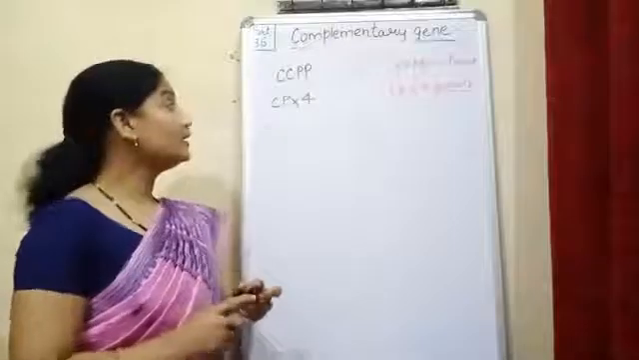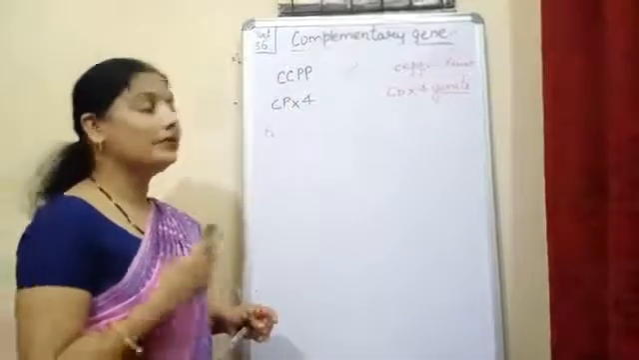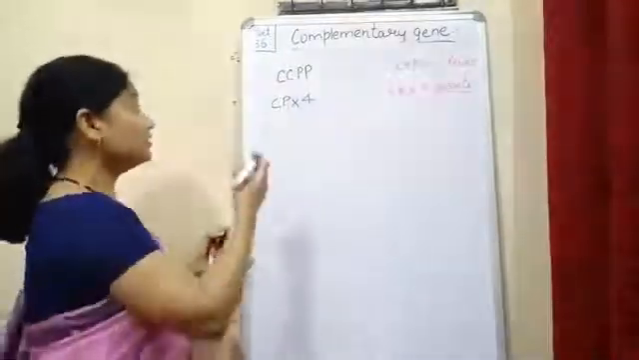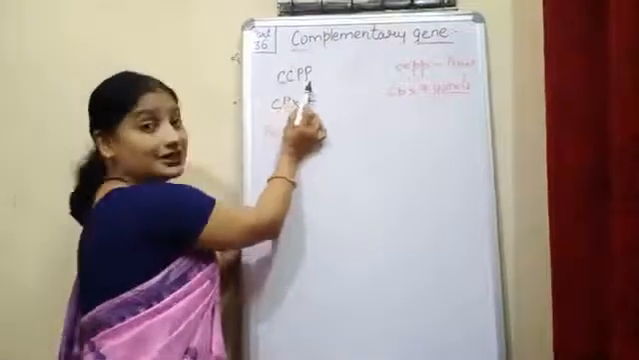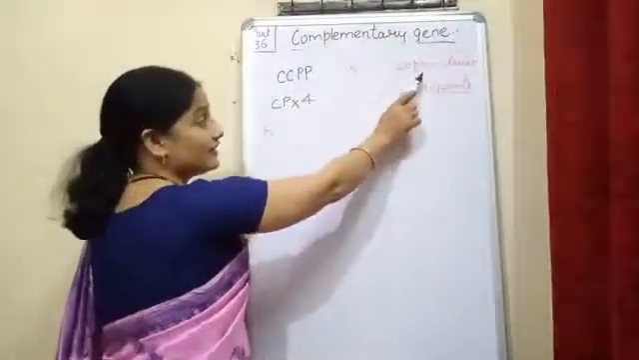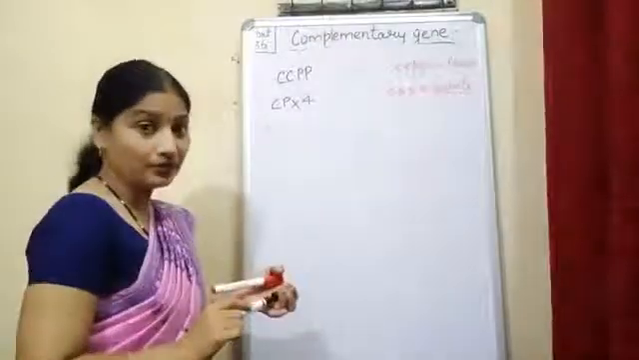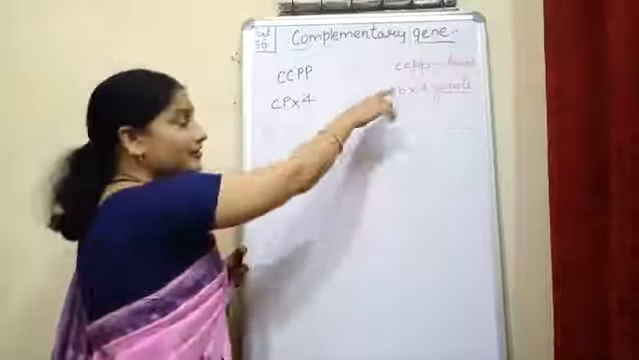Okay, children. Now we will see the cross. We'll start with a normal Mendelian cross. What to do? Here I have taken C and P gene in its dominant form, and here I have taken C and P in its recessive form. Clear? And just to avoid the confusion, I have written recessive with red pen.